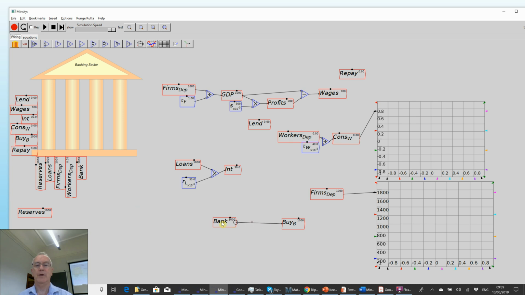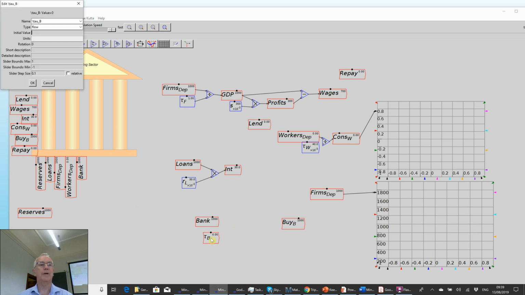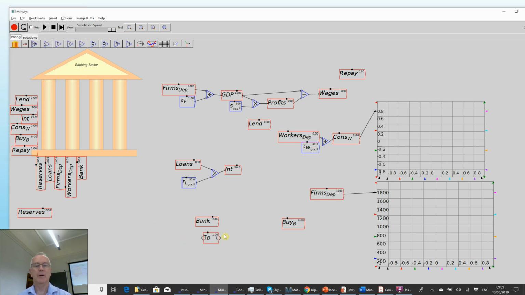So with bank, that's the bank account. I can just say there's a rate of consumption by bankers, tau_B, give that a value like 1, which means they could spend for a year without going broke. Say a maximum of 5, minimum of 0.5, step size of 0.1 is okay. And then divide bank by that, and I've now got how much bankers are buying. And all I need is lending and repayment to work out what they are.